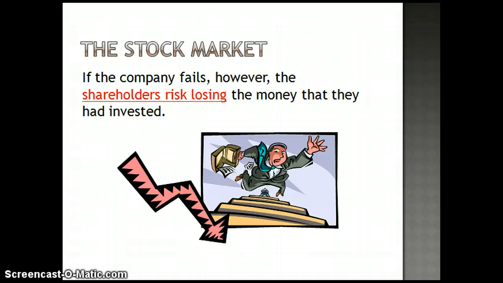If the company possibly fails, however, the shareholders risk losing the money that they had initially invested. That is because the corporation had used your investments to pay for materials, labor, advertising, but now that business is not going so well, that money is gone. That's why investing in the stock market can be a great thing, but it's also a risk at the same time.